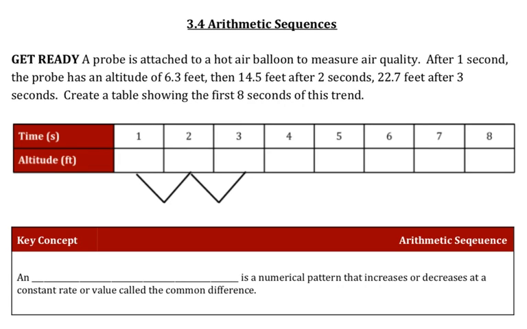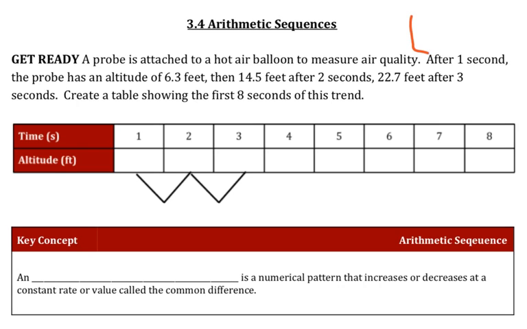So arithmetic sequences. You know, in the past you did some arithmetic, and that's how you get used to seeing that word read. But if it's describing something like a sequence, then the way that's pronounced is arithmetic. So no, I'm not making a mistake there. So with arithmetic sequences, a probe is attached to a hot air balloon to measure air quality.